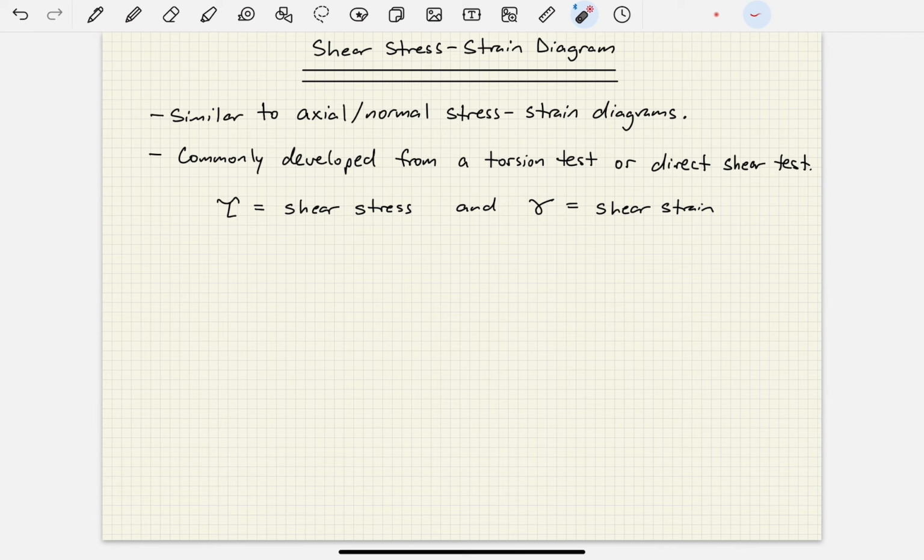And so what happens in either of these tests, whether you develop it from a torsion test or a direct shear test, you're going to develop a shear stress in a specimen, and then you're going to have an accompanying shear strain in that specimen, okay? So let's talk about each one of these tests very briefly, okay? Let's start with a torsion test.